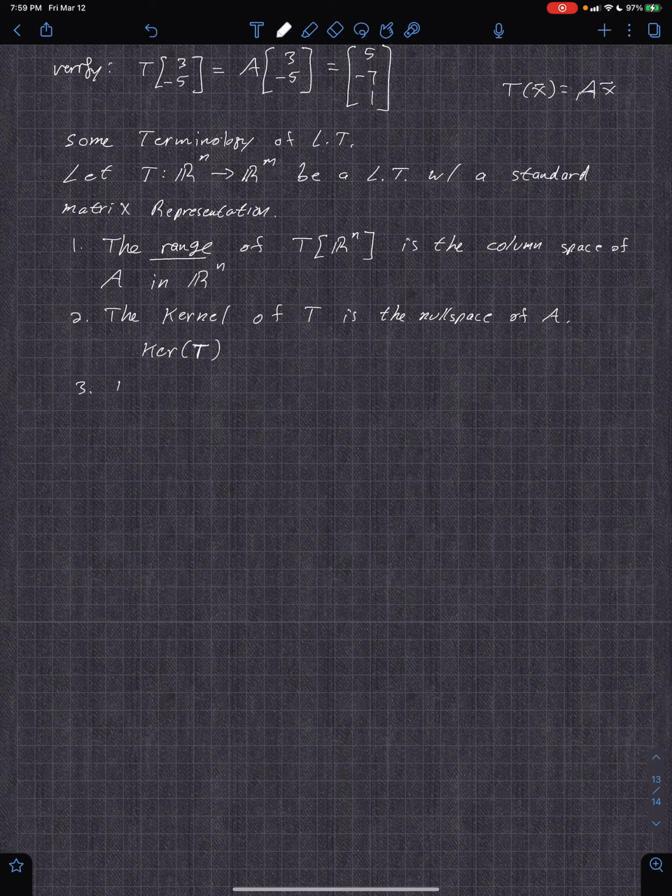Three, if W is a subspace of Rn, then T of W is also a subspace of Rm. So in other words, the linear transformation T preserves subspaces.